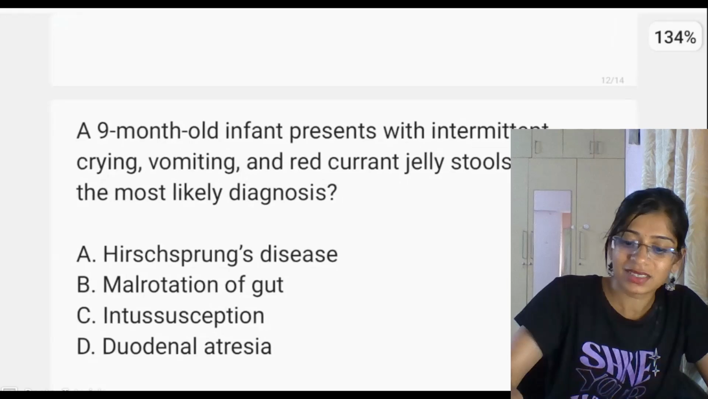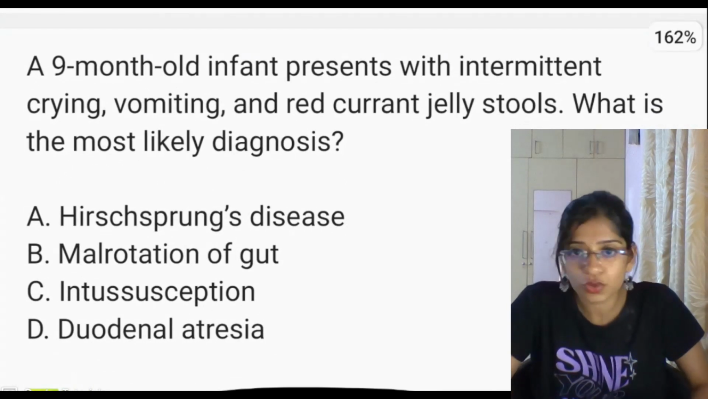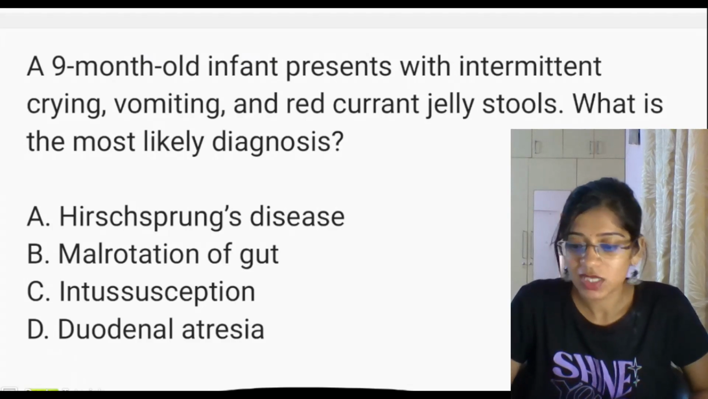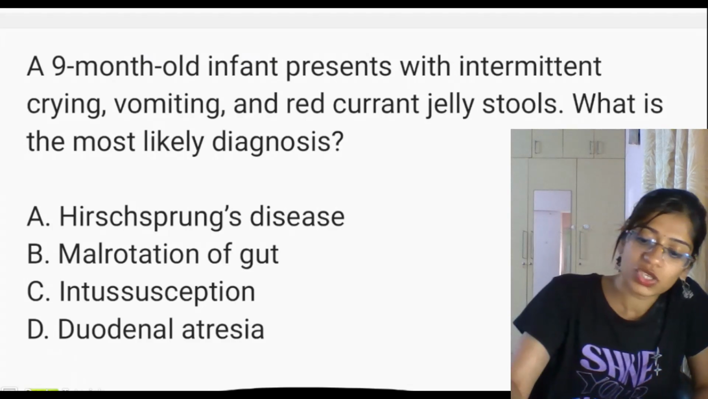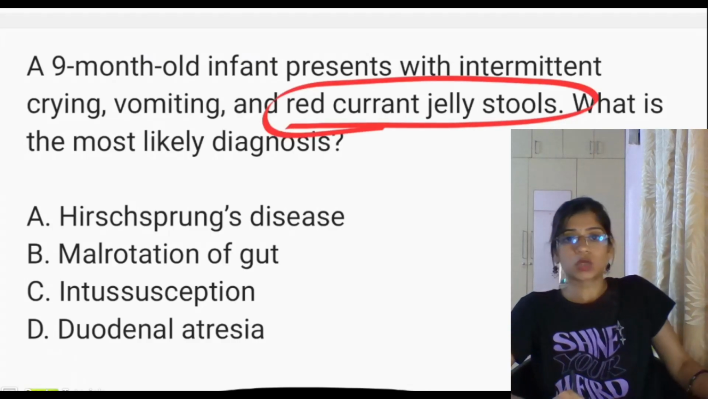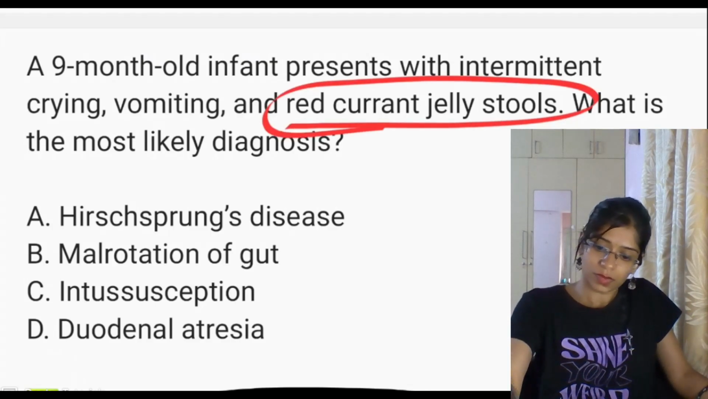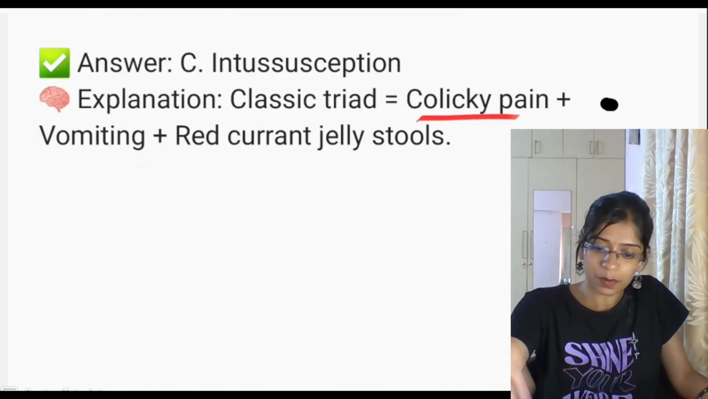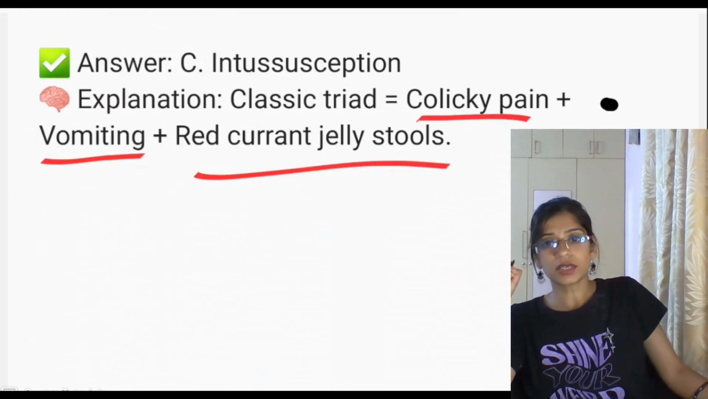Okay, now that's it. This is pretty much what you should know about this topic. We'll do questions. A 9-month-old infant presents with intermittent crying, vomiting, red currant jelly stools. See, red currant jelly stools. What is your diagnosis? Intussusception. See, the classical triad of intussusception is colicky pain, vomiting and red currant jelly stools.